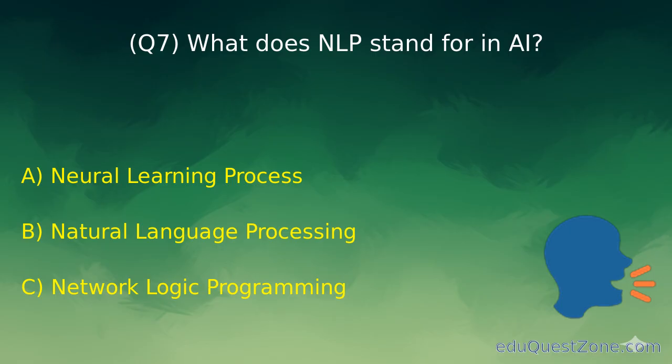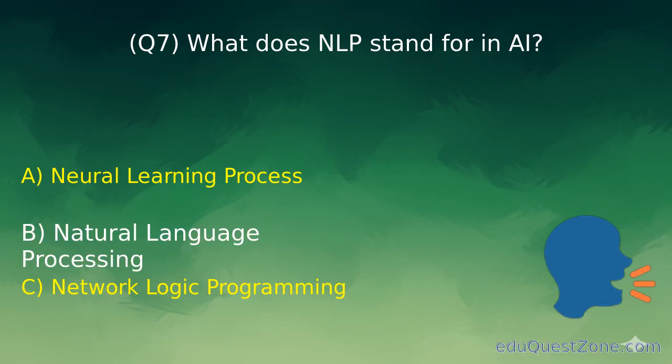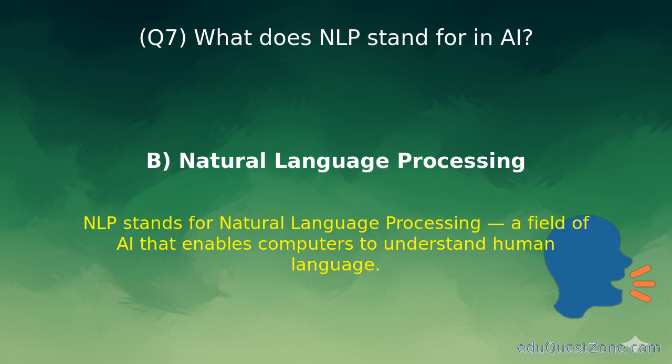Question 7. What does NLP stand for in artificial intelligence? Option B. Natural language processing. NLP means natural language processing. It helps computers understand and generate human language.